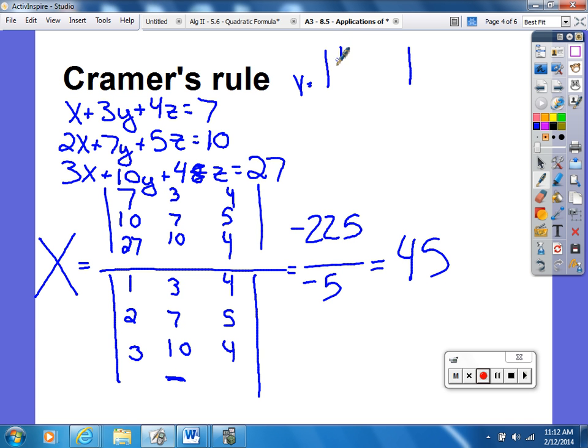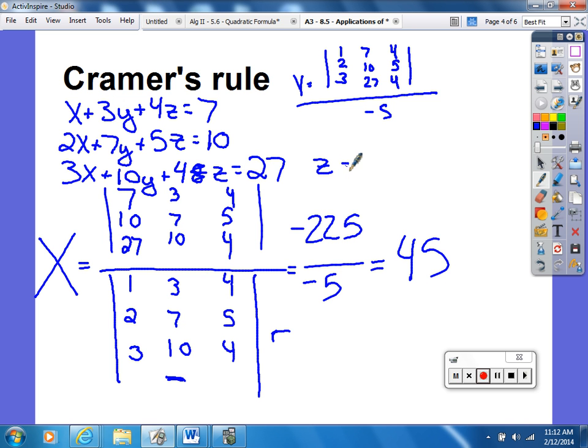The X and the Z column, 4, 5, and 4 will stay the same. But now the Y column will be 7, 10, and 27. Now, this is how I save myself some room in my notebook. I know the bottom will be the same as down here, so I'm just going to write negative 5. That's my way of saving 3 lines.